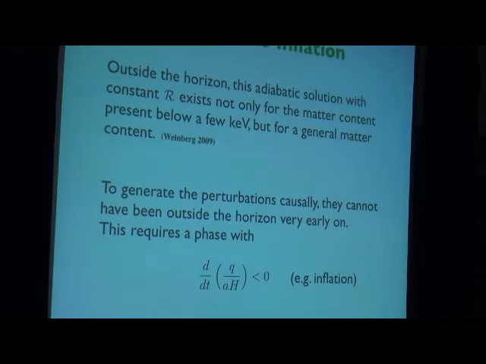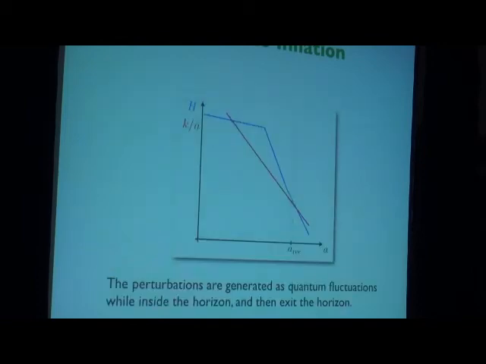One of the things that's a little bit unpleasant now is that we have these super horizon perturbations, and we want to eventually generate them causally. So we don't want to just input some acausal initial conditions. We want to generate them causally. And for this, they cannot have been outside the horizon very early on when we generate them, which means that we want a phase where k over a grows more rapidly than H, or where d/dt of (k/(aH)) is negative. And one of the things that does this is inflation. It's not the only thing, but it's the most commonly studied one.